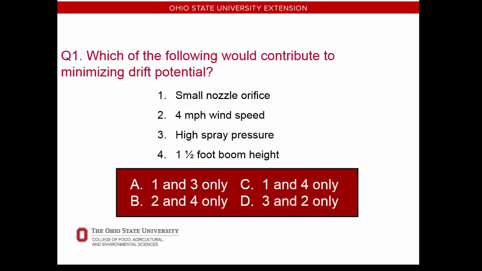Small nozzles make small droplets as does high pressure, so both would increase drift. Typically, to manage drift, you select nozzles with a larger orifice and use lower pressures. Increasing boom height would not help because the higher the nozzles are from the ground, the farther the spray can drift.